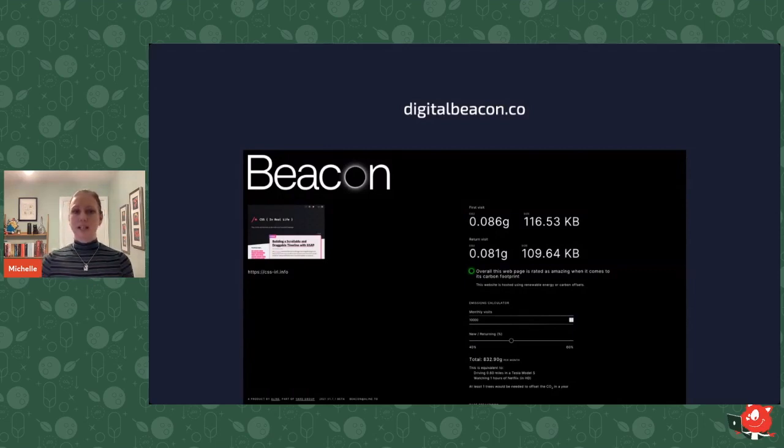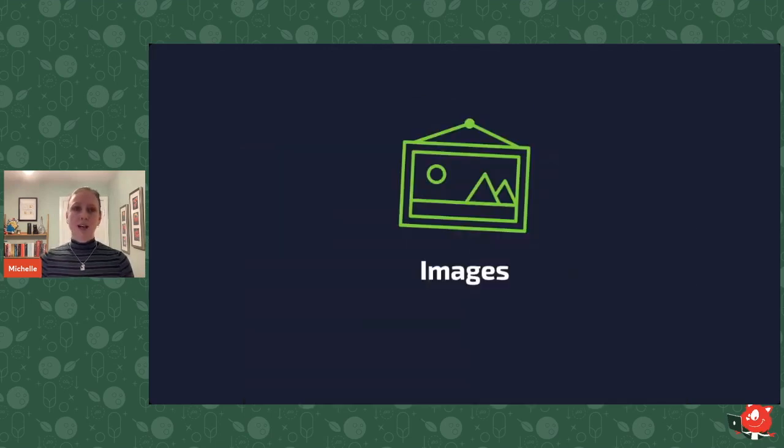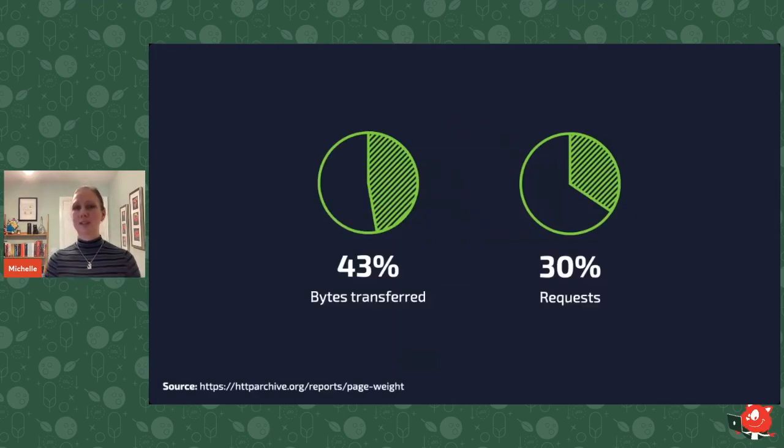Of course, page weight, or the amount of data transferred, is a big contributing factor. And one of the biggest contributors to transfer size tends to be images. So remember how we said the average web page size is 2 megabytes. Images alone account for nearly half of that. They account for 43% of bytes transferred and 30% of requests. Image data has to be stored and transferred, and they also need to be decoded and rendered by the browser. So images are a great opportunity to reduce the environmental impact of our websites.